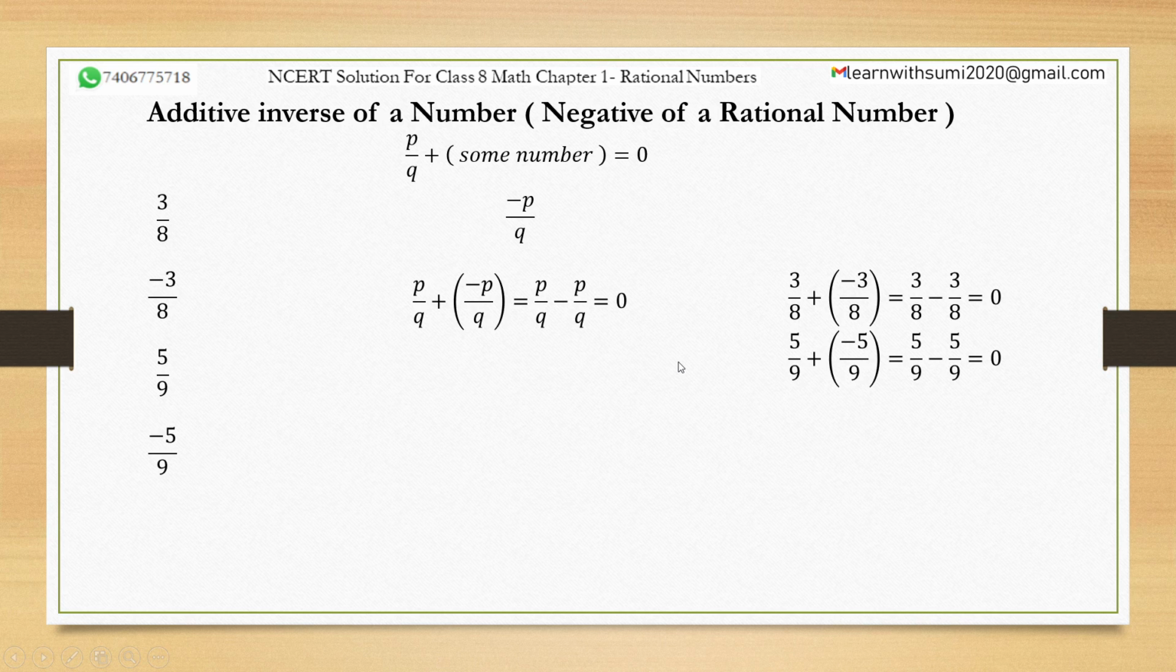Now what is the additive identity of a rational number? That is 0. The additive identity of a rational number is 0, because whenever we add the additive inverse to the number, you will get 0 as the answer. For example, we have p by q. If we add p by q with its additive inverse, you will get 0.